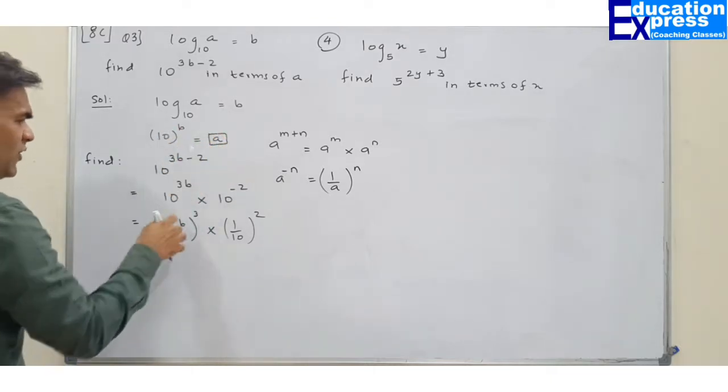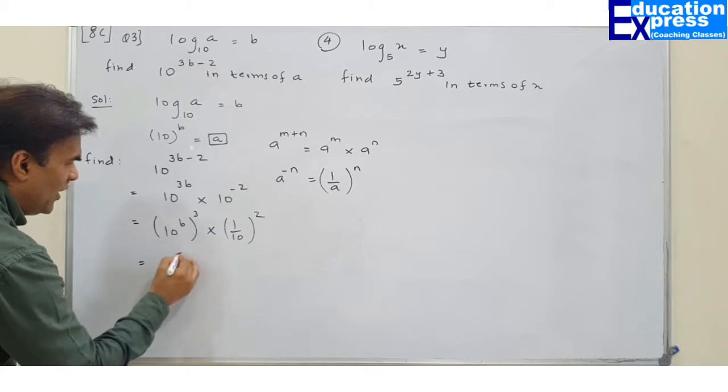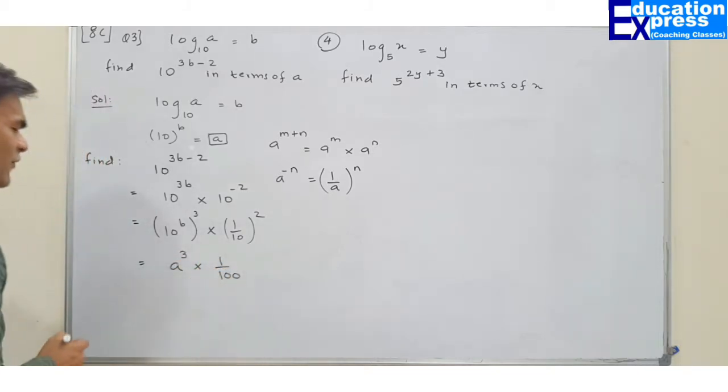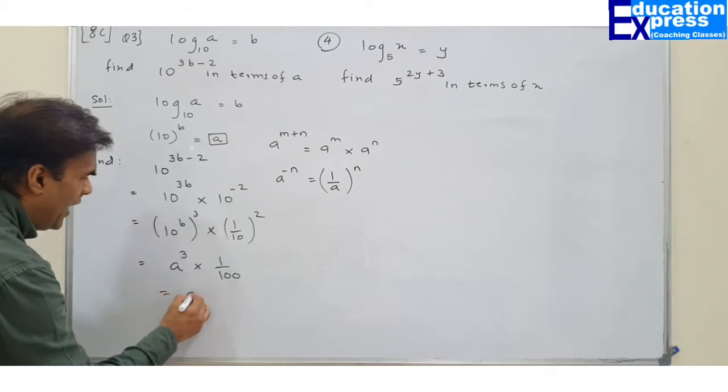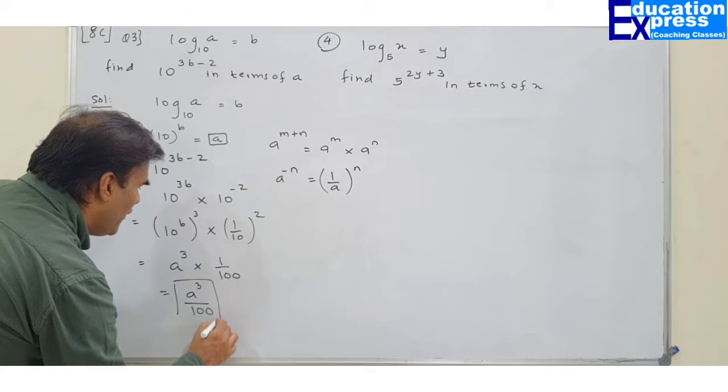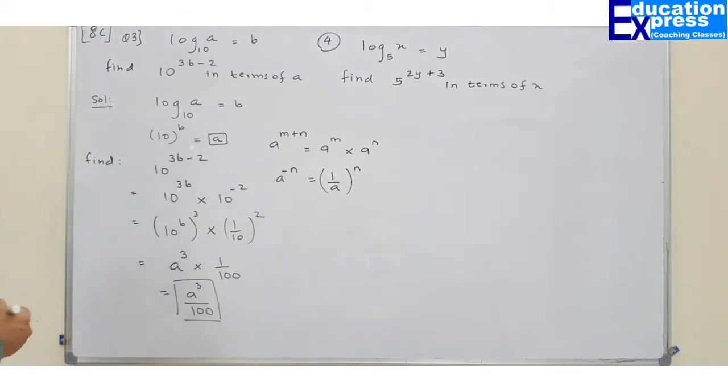So in place of this, put a. So a cube multiplied by 1 upon 100. So the final outcome would be a cube upon 100. So my dear friends, I told you, this is going to be a very, very simple one.